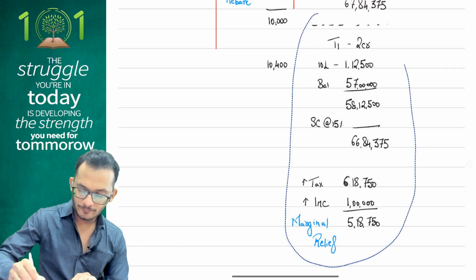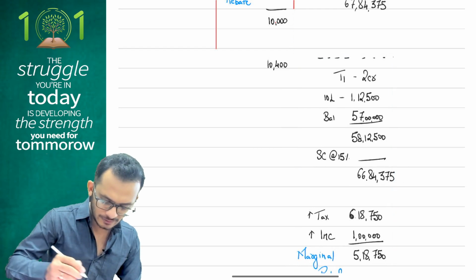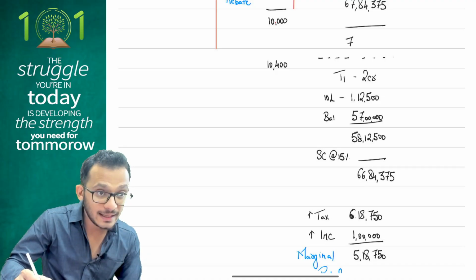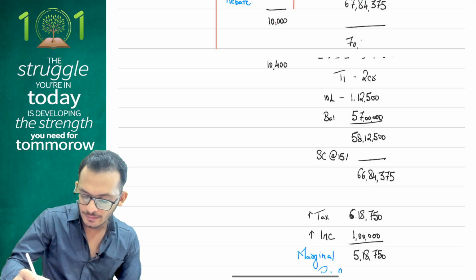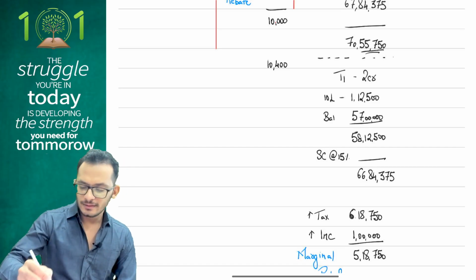From here, what will I do? Simply add my cess. Adding my cess on this number, the answer becomes 70 lakh 55,750. That is my final answer. Did everyone get this? Yes, this is what the answer is.